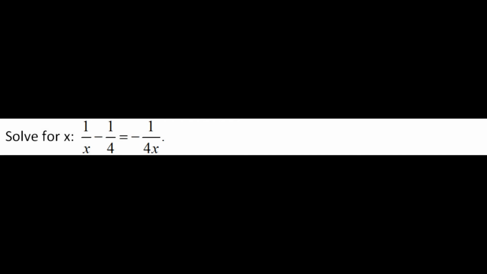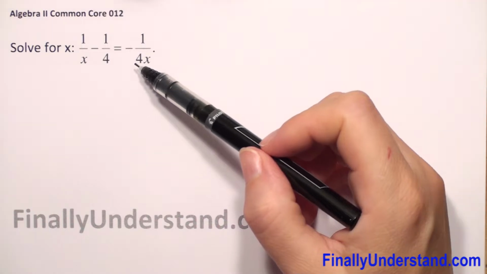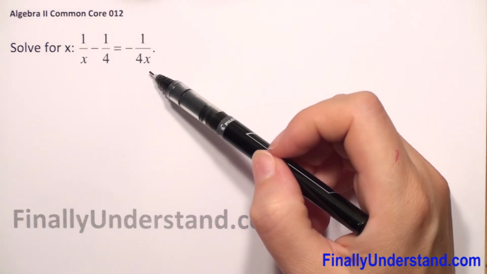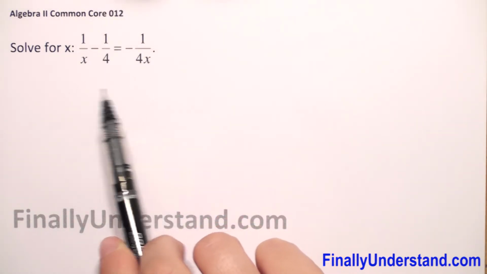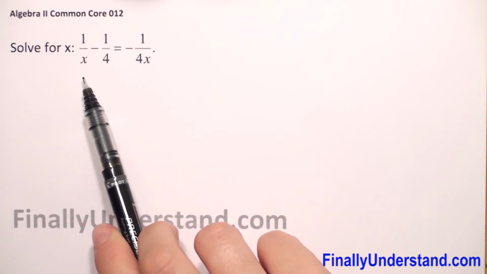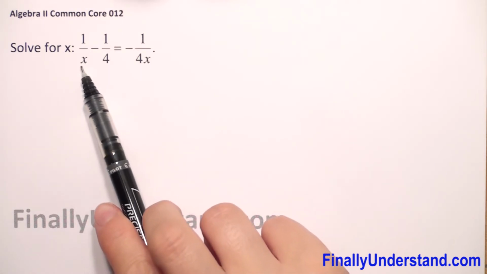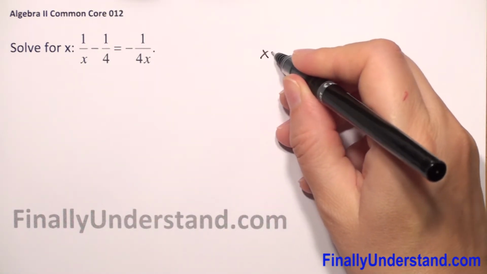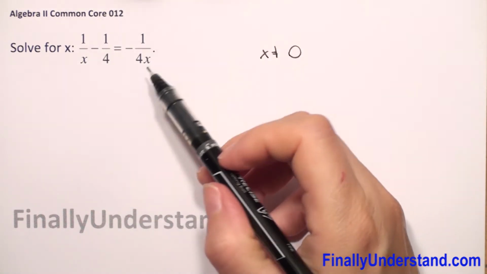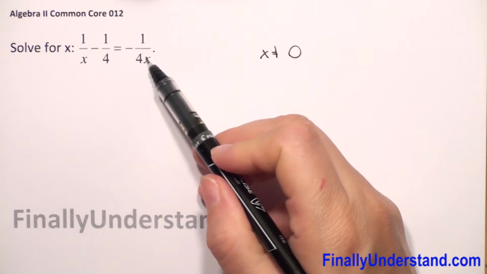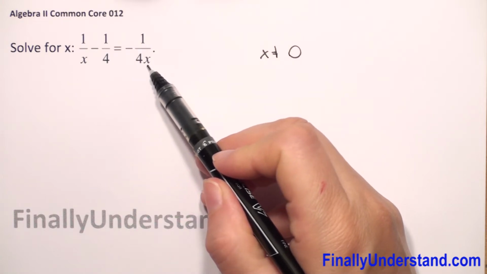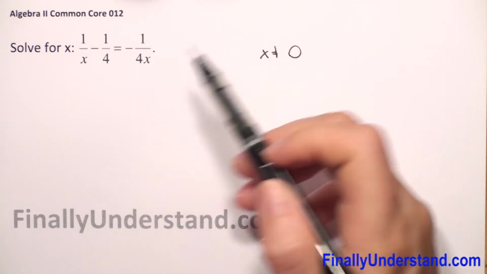Solve for x, and we have 1 over x minus 1 over 4 is equal to negative 1 over 4x. First, because we have fractions here, we know that we cannot have 0 in the denominator. So x must be different than 0, and the denominator on the right side we have 4 times x. So again, x cannot be 0.